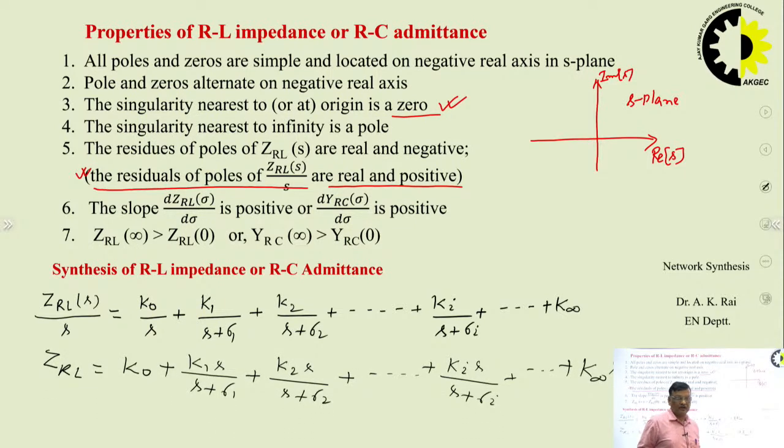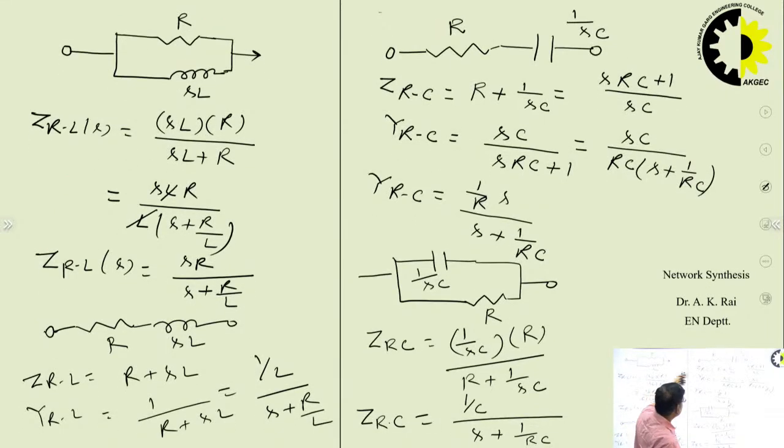What the students do is they carry out the partial fraction and get coefficients real and negative, then they write that the Foster first form of this function is not possible, because they have carried out the partial fraction expansion of ZRL. They have not carried out the partial fraction expansion of ZRL upon S. So be careful. Because this R or SL will come in a Foster first form, if you are going for the Foster first, this component will come.